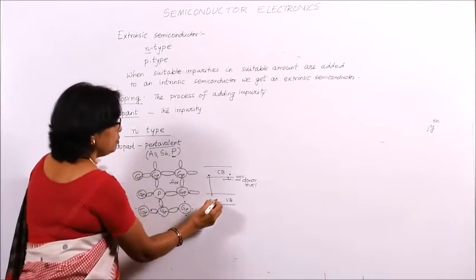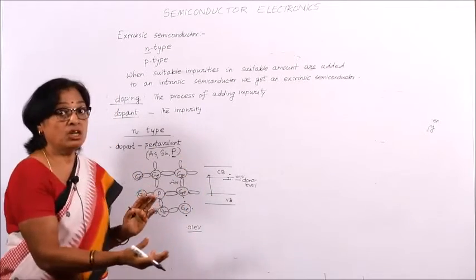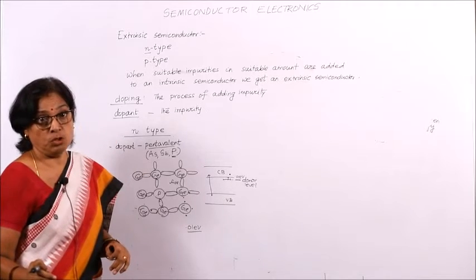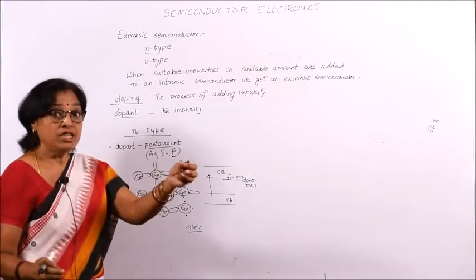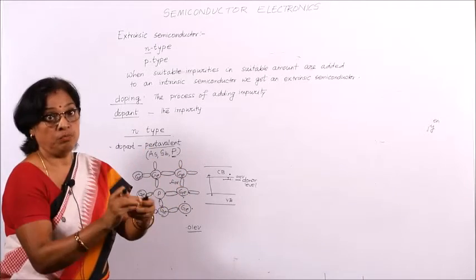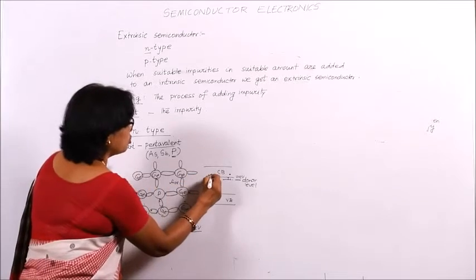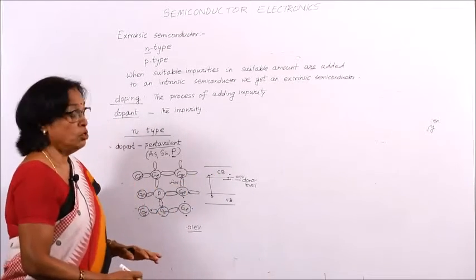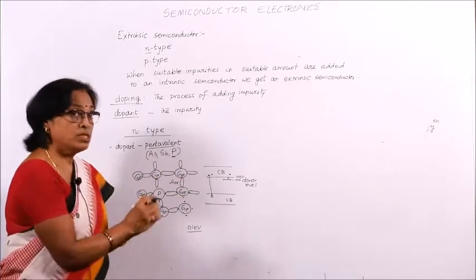So in the case of an intrinsic semiconductor, there was an electron and hole pair. Now, in addition to that, we have an extra electron from the donor atom. So now the number of electrons is more than the number of holes. So both are present. Electrons are present.